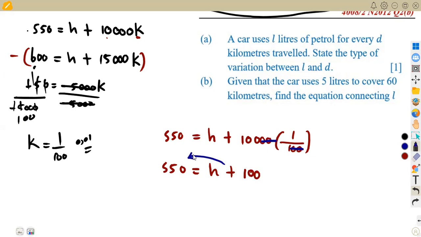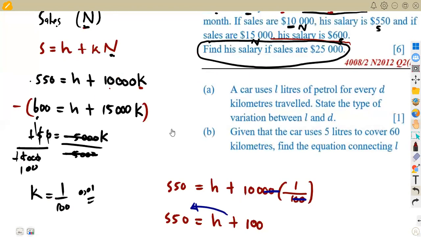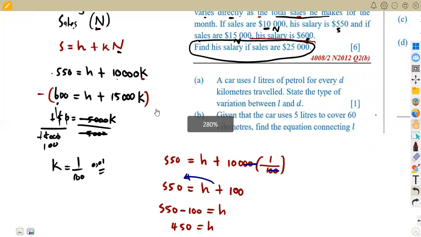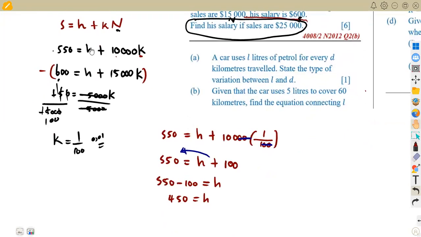Transpose the 100 to this side, it becomes a negative. So that's 550 minus 100 is equal to H, which is 450. So 450 is equal to H. So meaning we have the constants H and K. Substitute them back into our relationship so that we find the relationship of S and N. So it follows that S is equal to H, which is 450, plus K N. Our K, we said it's 1 over 100, so it's 1 over 100 times N.